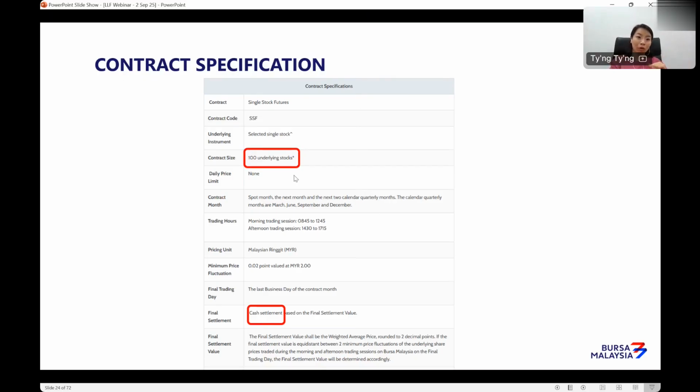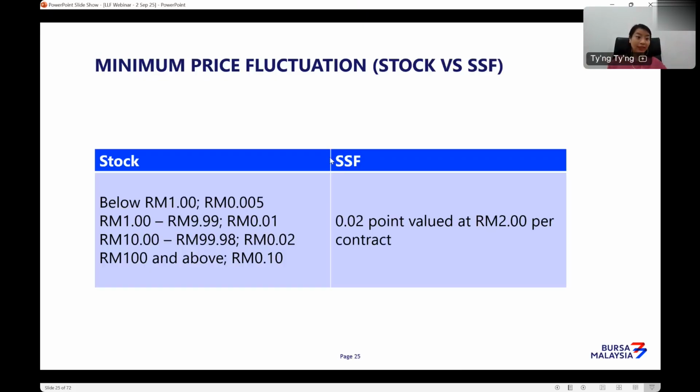So these are all the important concepts about this contract specification. By now, more or less, you will understand the basic concept. Later, I'm going to go into the details. Now, the last part regarding this contract specification is the minimum price fluctuation. For your stocks, for example, if your stock price is between $1 and $9.99, every time the market moves, it must move by 1 cent. You cannot have half a cent. It must be a minimum of 1 cent.